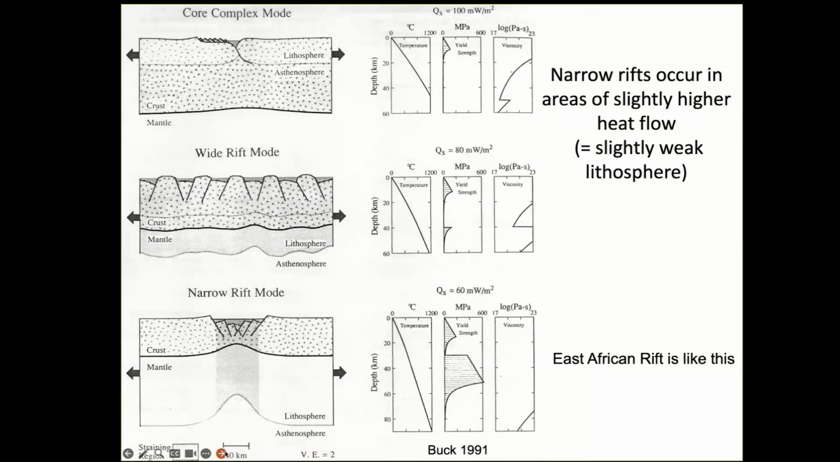All right, so as we said, narrow rifts occur in areas of slightly higher heat flow than normal, whereas your wider rifts are in regions of much higher heat flow than normal.